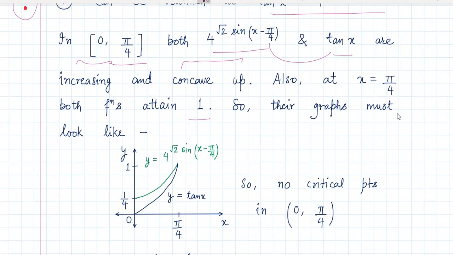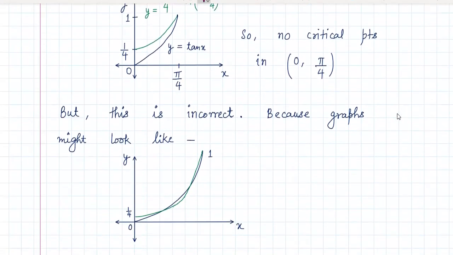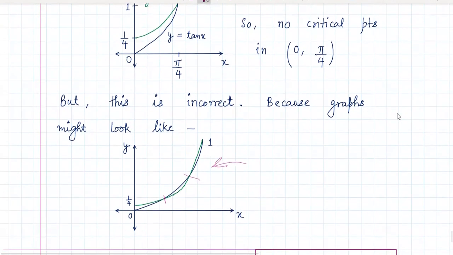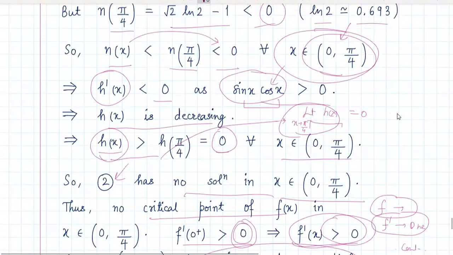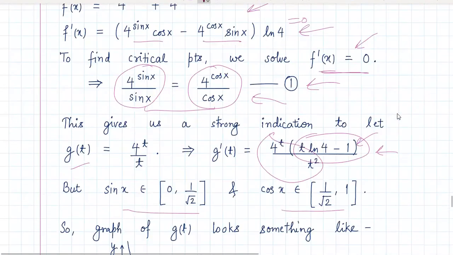But this is a wrong method. And what is the mistake? The graphs can also look like this. In this case also, they are both increasing, they are both concave up, and yet there can be intersections and thus critical points. So a very common mistake that anybody can make is this one. And another mistake is going for the 4-part T by T approach.